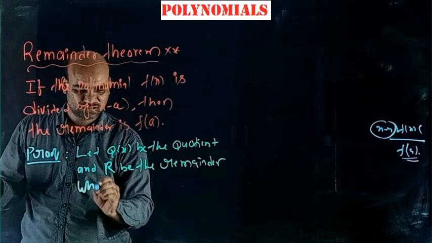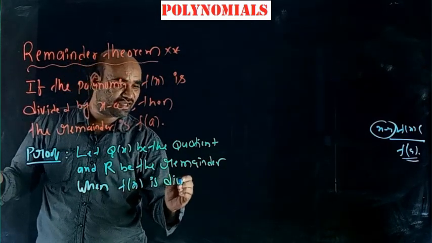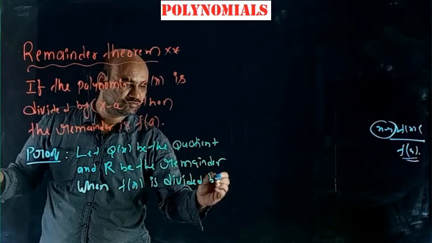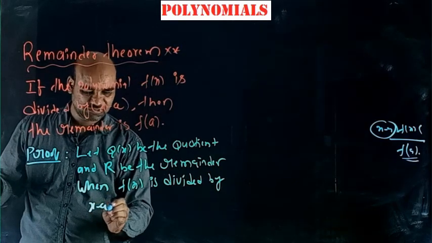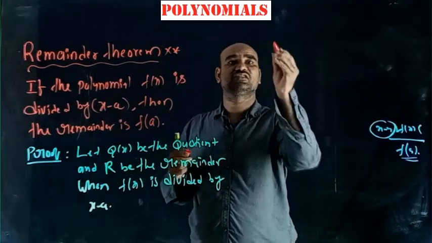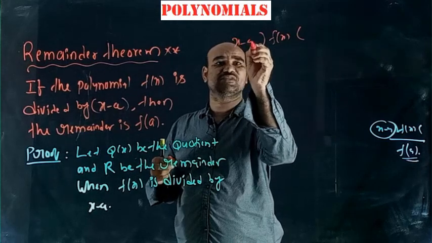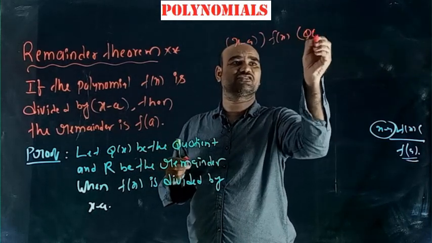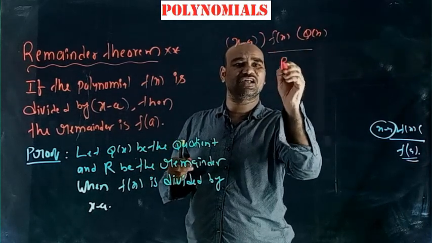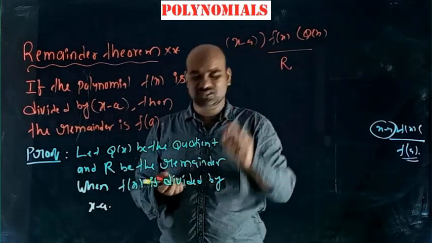when f of x is divided by x minus a. Okay, so what is the meaning of this? F of x is divided by x minus a. Let q of x be the quotient and r is the remainder. I am not saying r of x, r only, because this is linear, it should be constant.